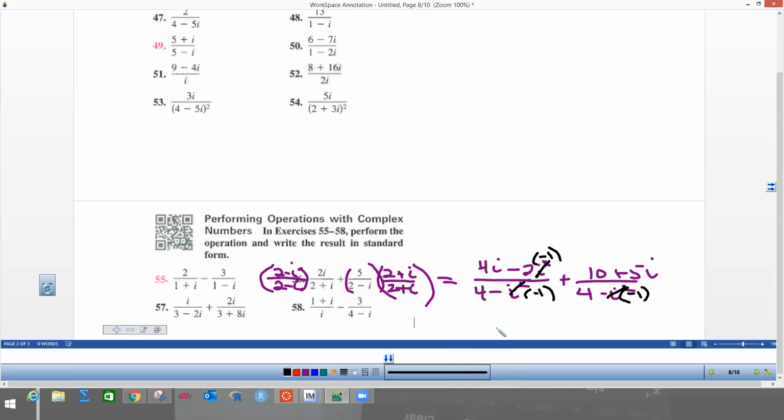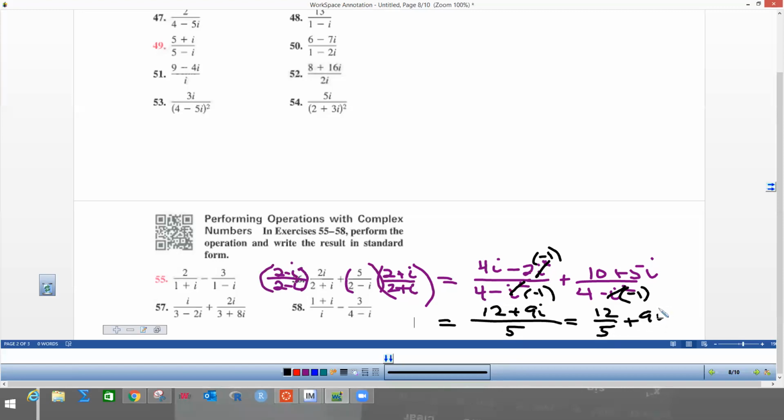So I hope you see that on the top part, we're going to have 4i plus 5i. That's going to be the imaginary part. That's 9i. And then negative 1 times negative 2 is 2, plus 10. That gives me 12 for the real part up there. And then the negative 1 is plus 1. So 4 plus 1 is 5.